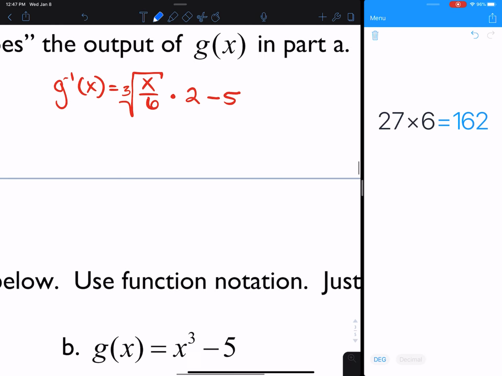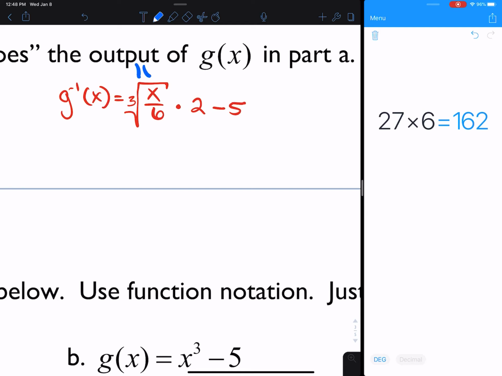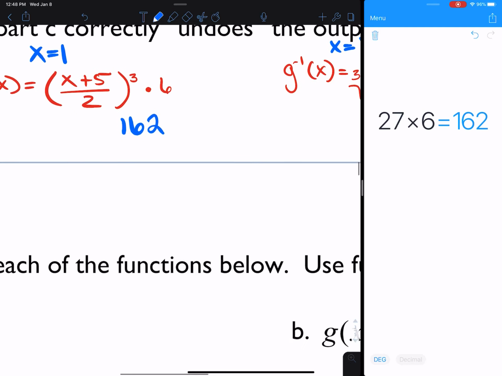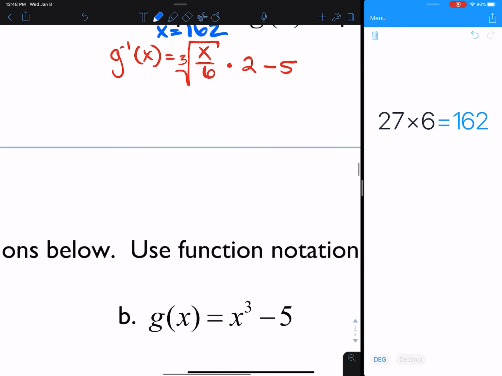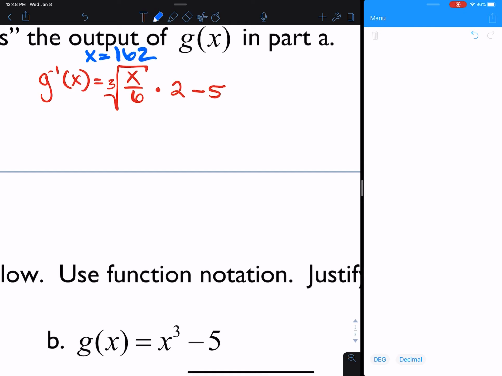The output is now the input for the next function. So 162 is going in. So x equals 162. This was y equals. So let's see what comes out. What I expect is that the output will be 1. So let's see. 162 divided by 6. That's 27. The cube root of 27 is 3. 3 times 2, that's 6. 6 take away 5, that's 1.